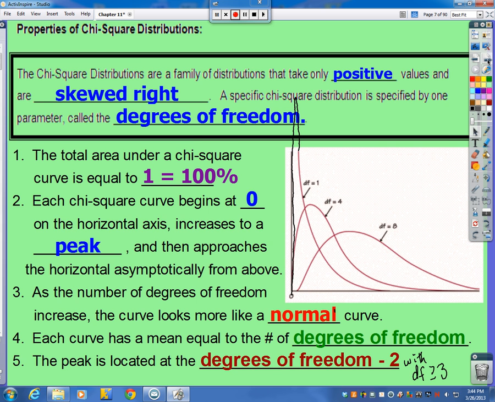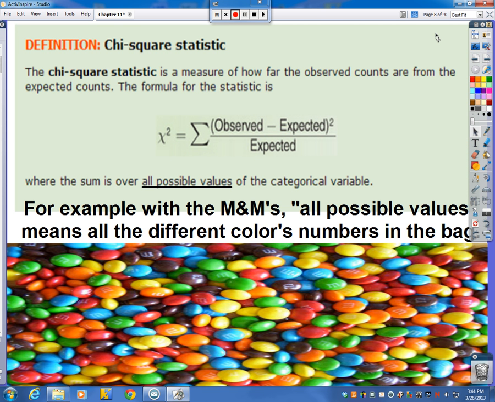Now, a definition of the chi-squared statistic. Before, when we did hypothesis tests, if we were doing a proportion problem, we were solving for a z statistic. Or if we were doing a mean problem, we were solving for a t statistic. Now we're going to be solving for a chi-squared statistic. And that is a measure of how far the observed counts are from the expected counts. And this is going to be our lovely formula we're going to use.